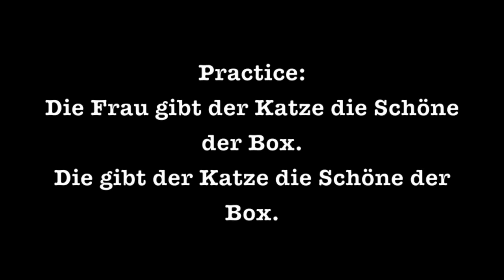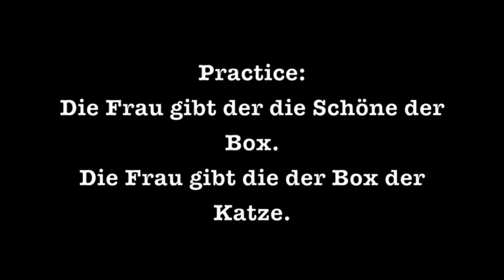gibt der Katze die Schöne der Box, which is like saying that one, or her over there, gives the cat the catnip from the box. Similar to what we saw earlier with the masculine nouns, if we take out the indirect object, we have to just put in der instead of der Katze. So the sentence becomes Die Frau gibt der die Schöne der Box, which is the woman gives that one, or the cat over there, die Schöne, which is the catnip, of the box.